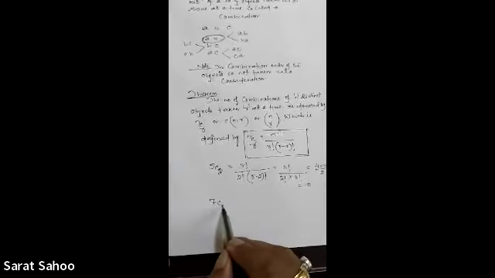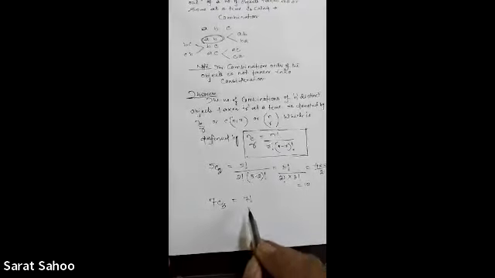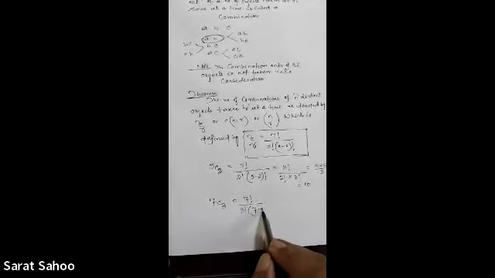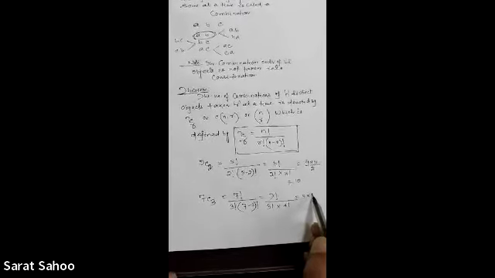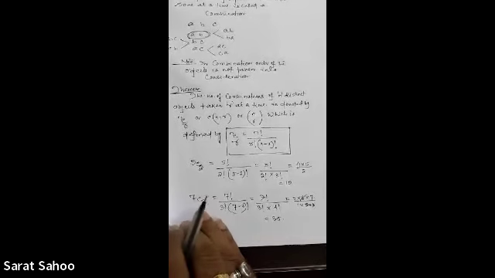Similarly, 7C3. 7C3 is equal to 7 factorial upon 3 factorial into (7 minus 3) factorial, which is equal to 7 factorial upon 3 factorial into 4 factorial, which is equal to 5 into 6 into 7 divided by 1 into 2 into 3. 2 threes are 6, 6 cancels, 5 sevens are 35. Is it clear? Okay.